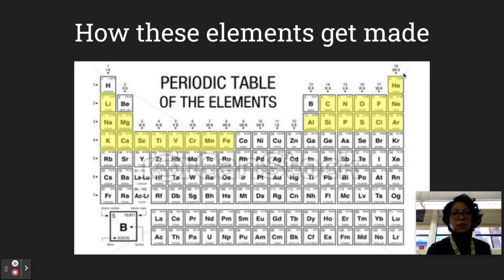Okay. So we've talked about hydrogen, helium, and lithium, but now we're going to talk about some of these other highlighted elements. And how do they get made, right? Because they don't just come from nowhere, they have to come from somewhere.